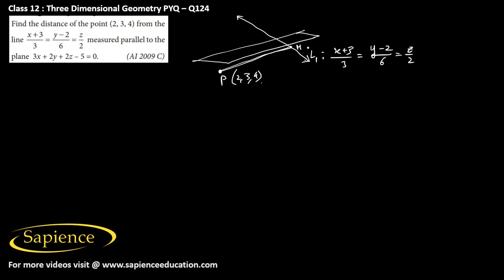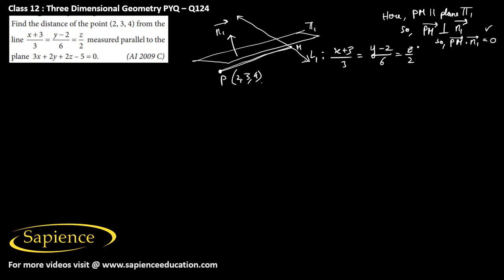So if PM, so here, let's say the plane is pi1. So here the length PM should be parallel to the plane pi1. So if the normal vector to the plane pi1 is n1, then I can tell that PM vector will be perpendicular to the vector n1. So we can tell that PM vector dot n1 vector should be equal to 0. So we have to use this concept.